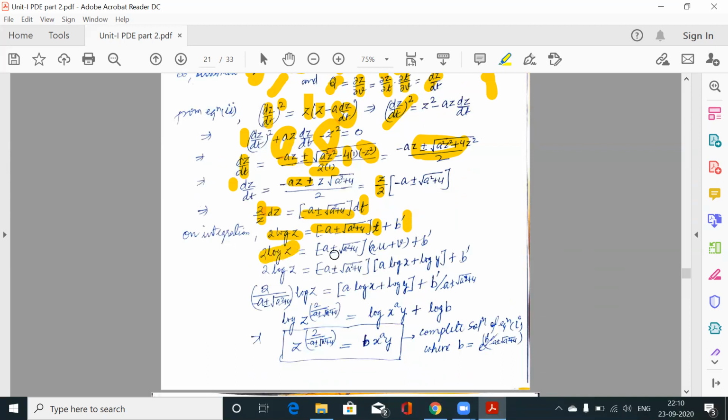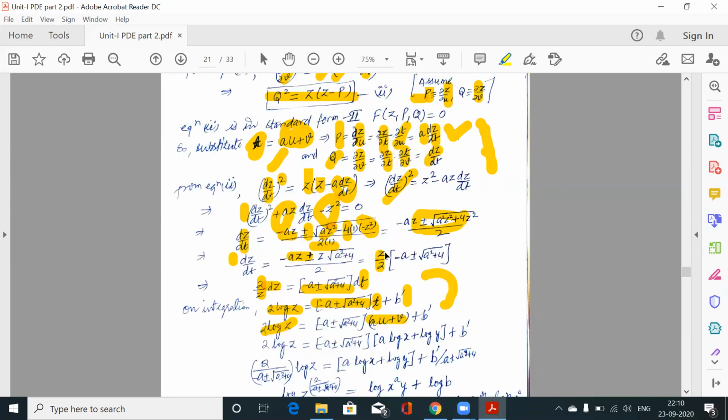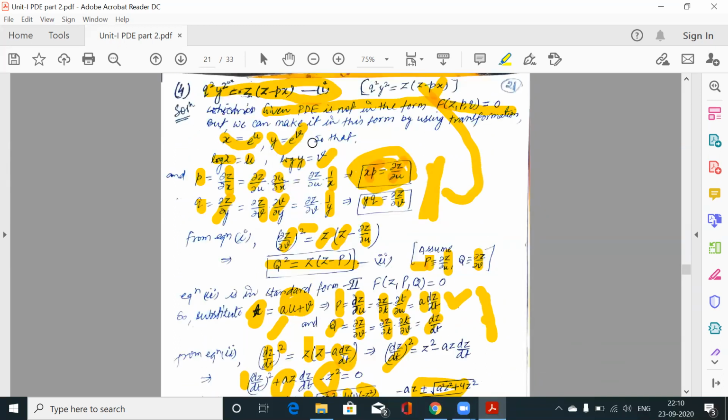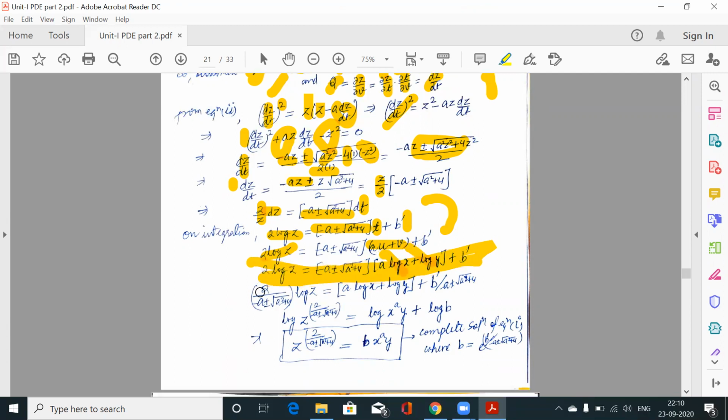So 2 log z is equal to, now substituting the value of t. T is a u plus v. Because we have two transformations here: first we converted x, y into u, v, then converted u, v into t. So first we substitute t as a u plus v. Now u is log x, v is log y. So this is our final solution in terms of the original variables x, y, z.